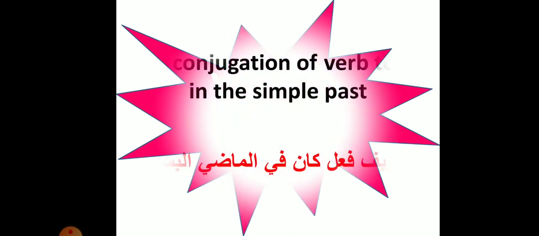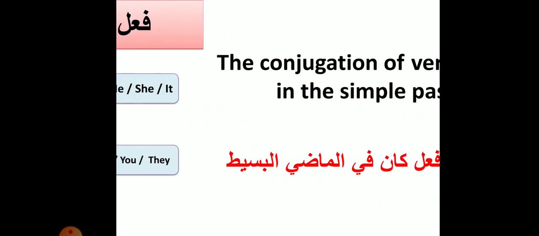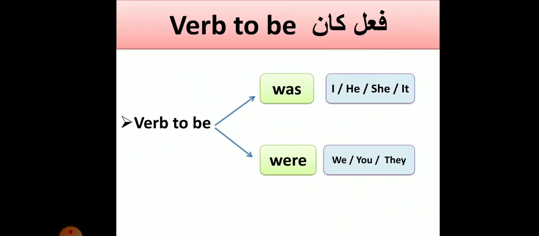We'll start with the verb to be. So let's see the conjugation of verb to be in the simple past. Verb to be in the simple past takes two forms, was and were. Was is used with I, he, she, and it. And were is used with we, you, and they.